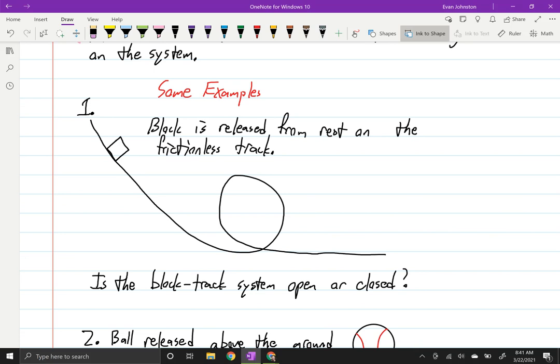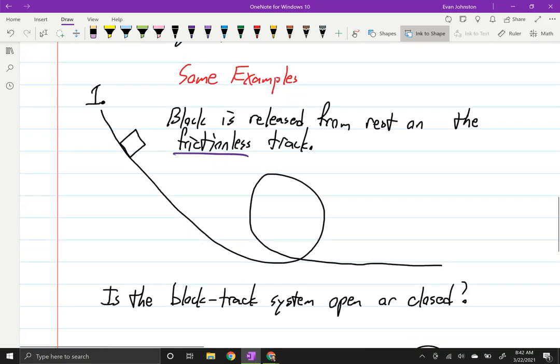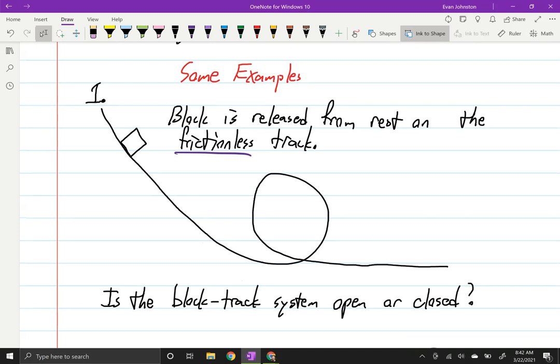Is the block track system open or closed? Okay, well, it's frictionless. So there's no non-conservative stuff. There's no friction that's going to steal energy away. But it says the block track system. If we look at just the block and track system, and this is where it might be a little weird and where I'm going to stretch your thinking a little bit. If it's released from rest, that means the kinetic energy up here is 0.